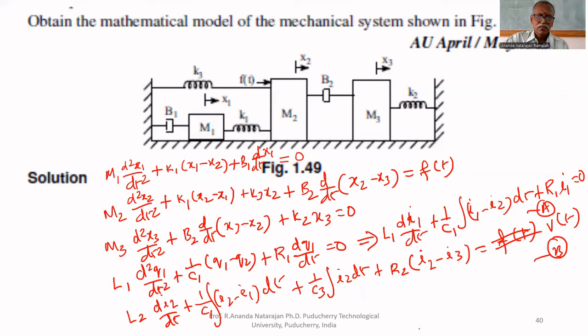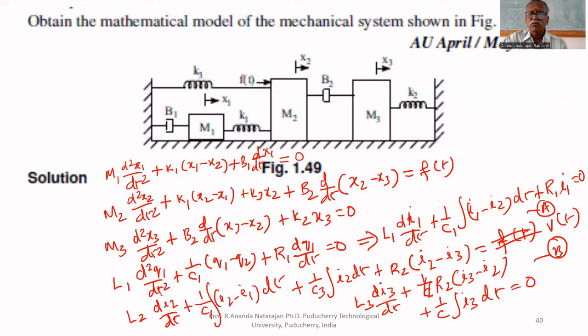Third equation, L3 dI3 upon dt. Time up, 1 minute. We'll write the third equation and finish. L3 dI3 by dt plus R2 (I3 minus I2) plus 1 by C2 integral of I3 dt equal to 0.